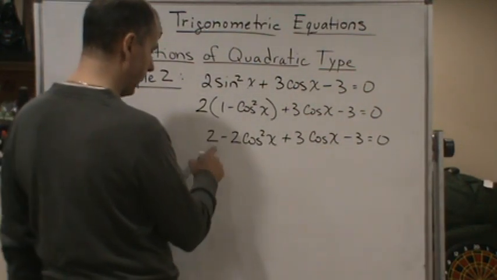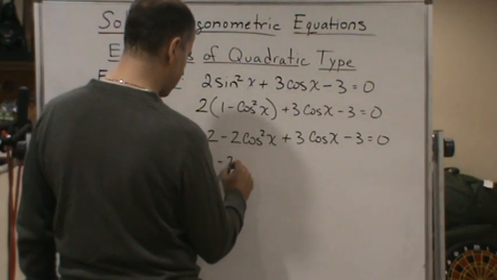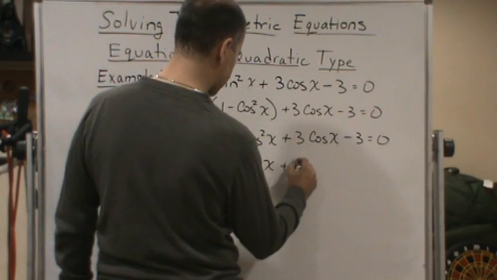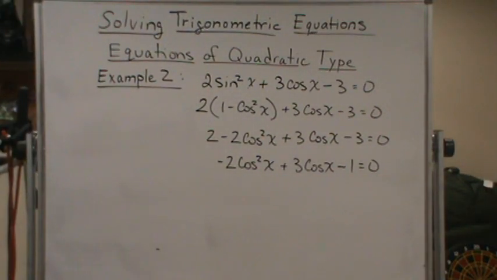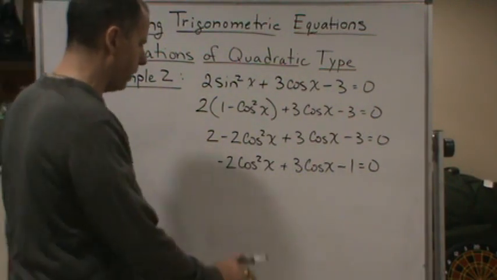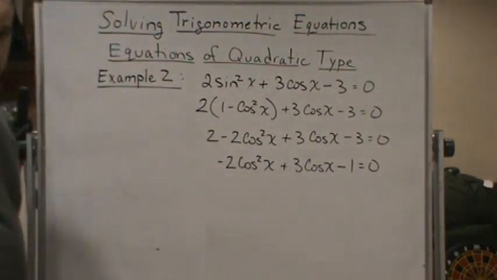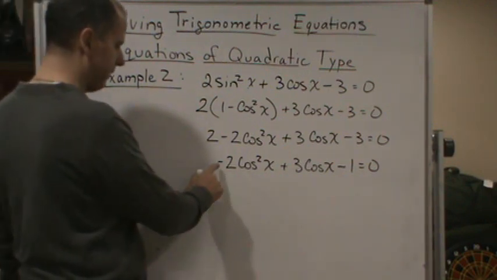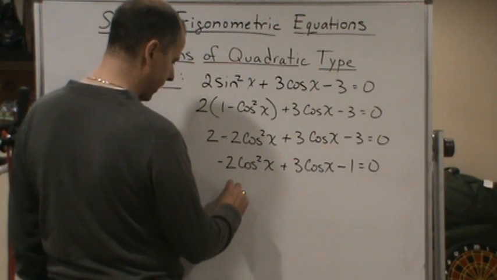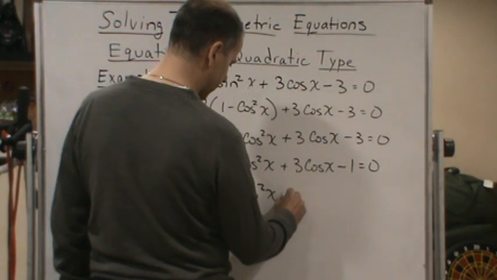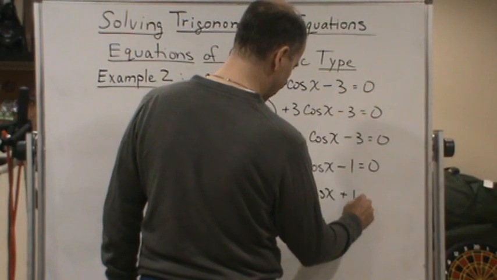Now I'm going to combine like terms, right? So I've got a 2 here, minus 3 there. So this is going to become negative 2 cosine squared x plus 3 cosine x minus 1 is equal to 0. Now I've got everything in terms of cosine. Now, what I'm going to do is multiply everything by negative 1. Why is that? Because I don't want the negative on the leading term. It doesn't do anything over here, right? So if I multiply everything by negative 1, all the signs change. So I get 2 cosine squared x minus 3 cosine x plus 1 is equal to 0.